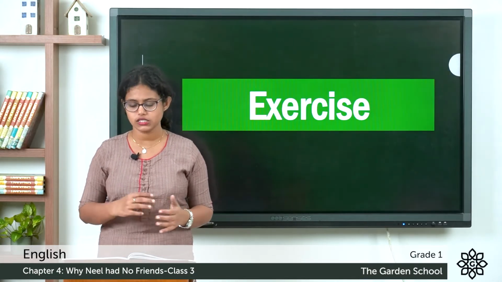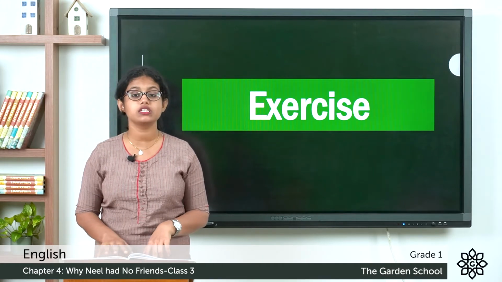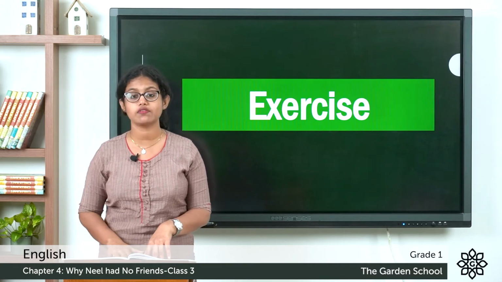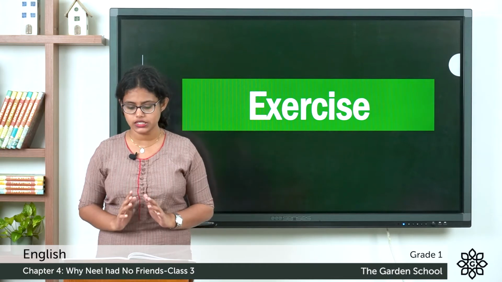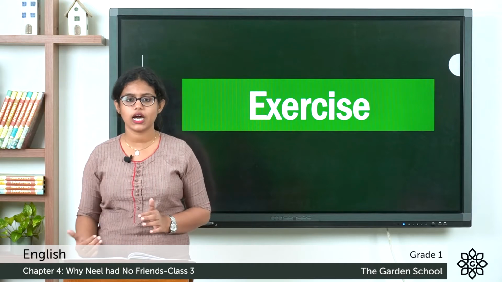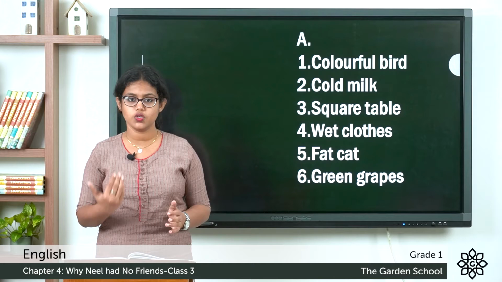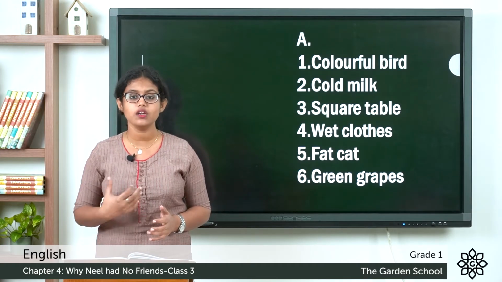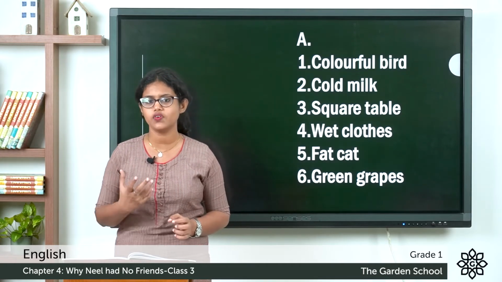Coming to the exercise. Now let's take page number 49. So here you can see pictures. What you have to do here is look at these pictures and tick the correct option. Let's see the first one. So you can see a parrot and 2 options are given. Pink bird, colorful bird. So which is the correct option? Is it pink in color? No. It is a colorful bird with a red beak and green feathers. So the correct option is colorful bird.